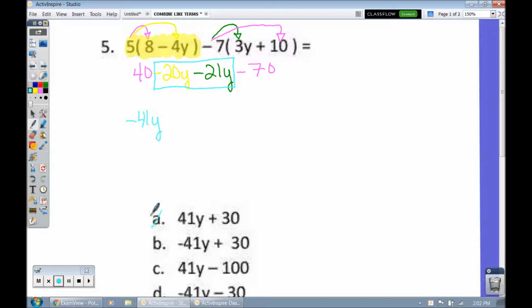Well, I know it's not A or C, so now let's look at our numbers. 40 minus 70 is negative 30. And so if you look down here at letter D, this is your answer, letter D. Negative 41y minus 30. Not plus 30, but minus 30.